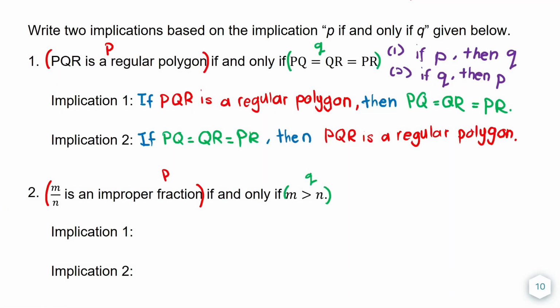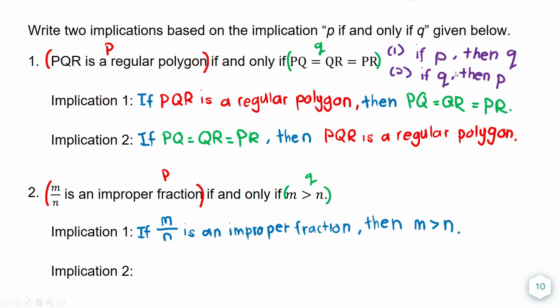Just now we determined the P and the Q, and then we're going to write implication 1. Who knows how to write implication 1? Can someone say it out loud and I will write down the answer. If m over n is an improper fraction, then m is higher than n. Yes, that's correct. If m over n is an improper fraction, then m higher than n.